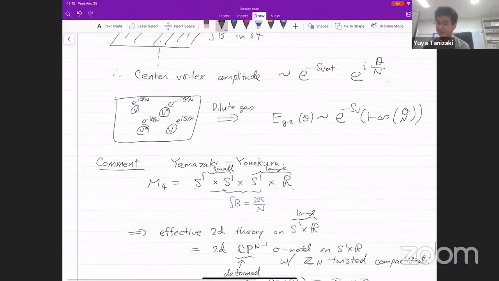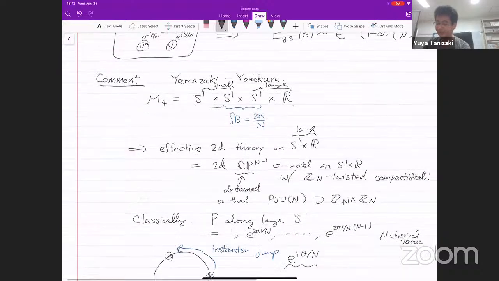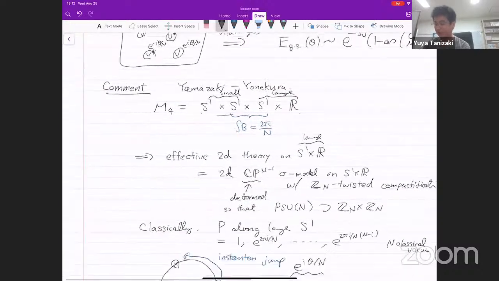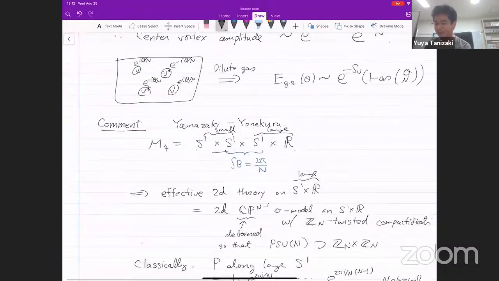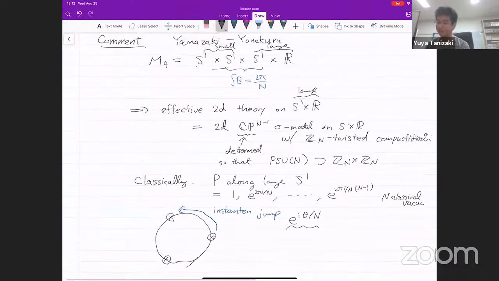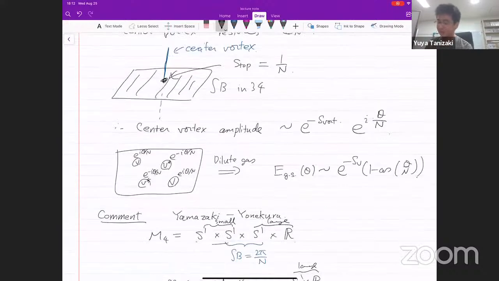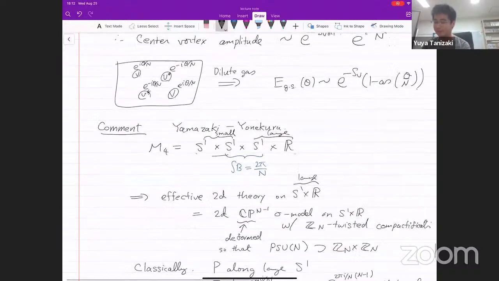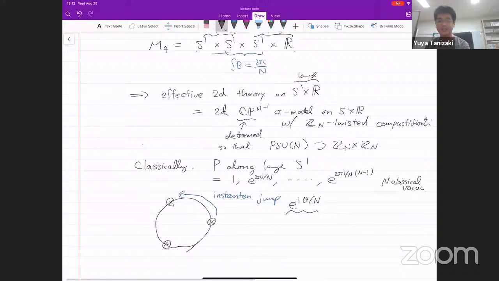So at least, I think this center vortex configuration is a 2D type realization of this instanton jump, if we make this S1 cross S1 small, so S1 cross S1 with 't Hooft flux insertion is small. I have not constructed a classical solution with this actual 2D compactification setup, but at least in a similar setup, there is a nice semi-classical understanding of this instanton.